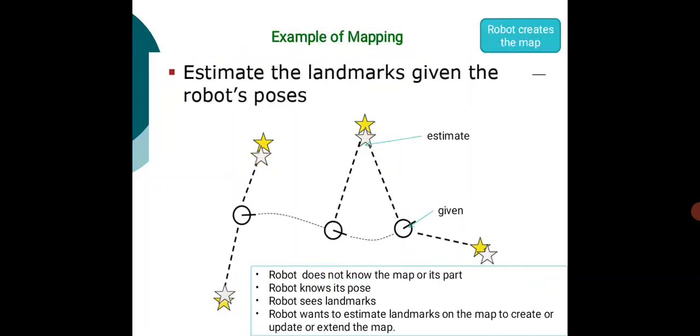Example of mapping. So here the robot will create the map. It will estimate the landmarks given the robot poses. So in this case it will not know the map, but it will know its pose, and it will estimate the landmarks in the map to create, update, or extend the map.